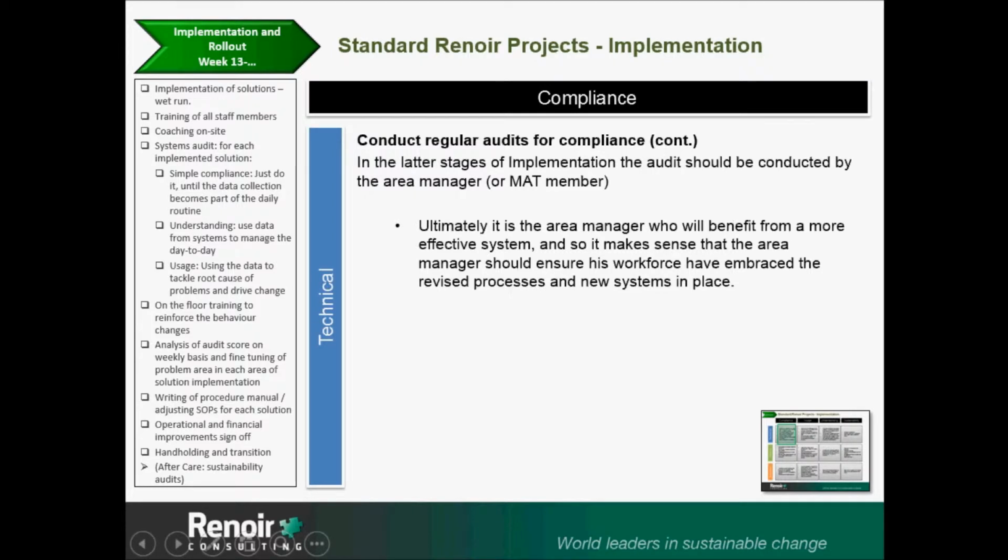In the latter stages of implementation, the audit should be conducted by the area manager, or MAT member. Ultimately, it is the area manager who will benefit from a more effective system, and so it makes sense that the area manager should ensure his workforce have embraced the revised processes and new systems in place.